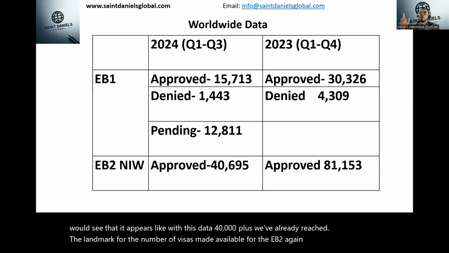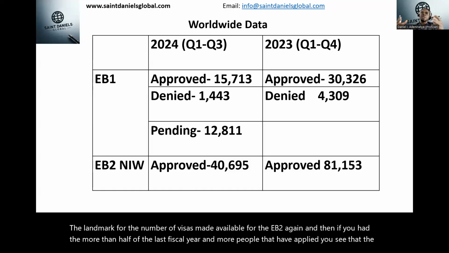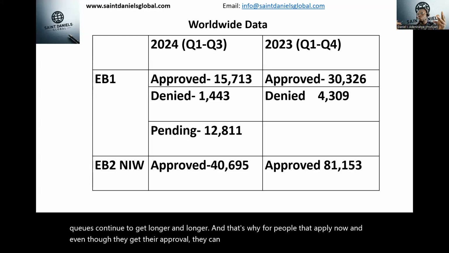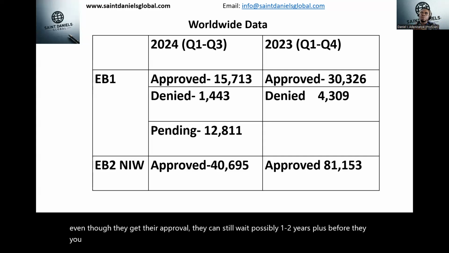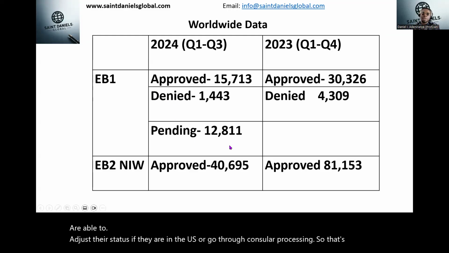And then if you add the more than half of the last fiscal year and more people that have applied, you see that the queues continue to get longer and longer. That's why people that apply now, even though they get their approval, can still possibly wait 1-2 years plus before they are able to adjust their status if they're in the US, or go through consular processing. So that's that for this worldwide data.